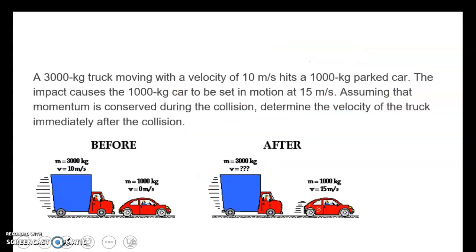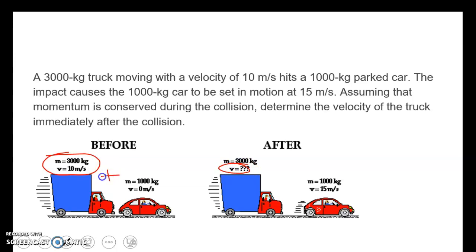We have two trucks. So we have a truck that's 3,000 kilograms, and it's moving with a velocity of 10 meters per second and hits a parked car. The car is set in motion at 15 meters per second. Now, if we conserve momentum, and again, isolated system, no friction, what is the velocity of the truck right after the collision? That's what we're going to try to find.